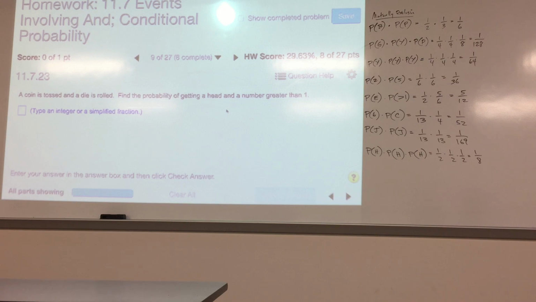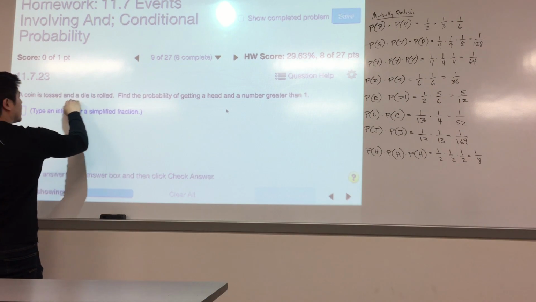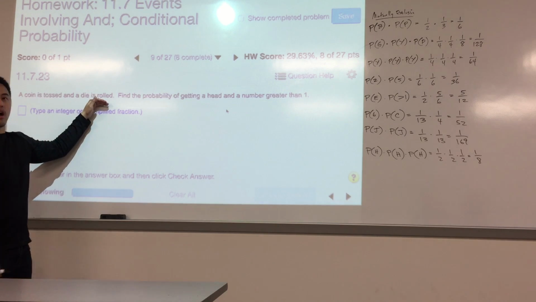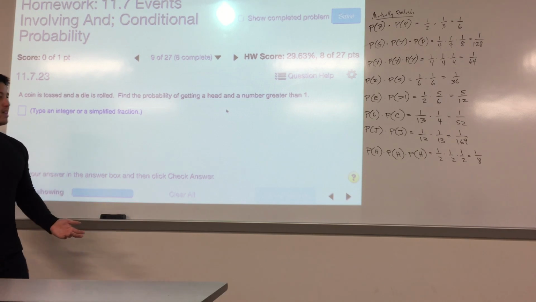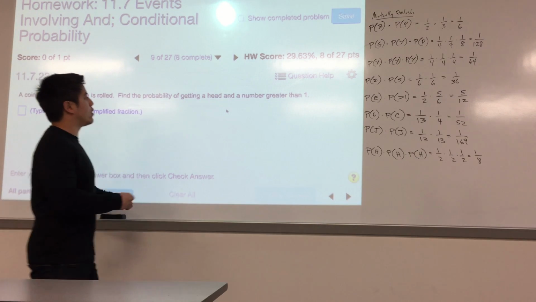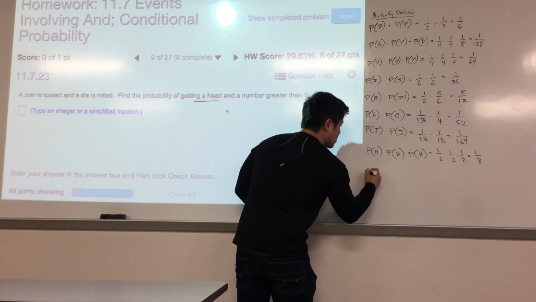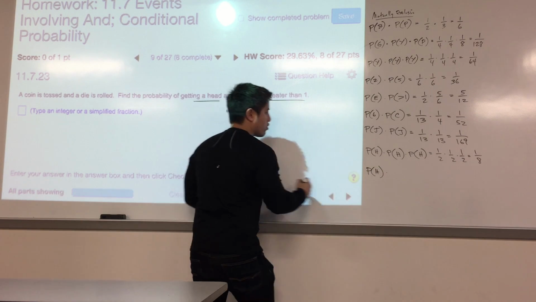All right, let's do this one. It's a mix. A coin is tossed, and then a die is rolled. Is it the same denominator for each of these probabilities? No. One is going to be a denominator of 2, and the other one's going to be a denominator of 6. Does that make anything more difficult? No. It's easy. Okay? Find the probability of getting a head. Okay? Because that's the coin toss. And then a number greater than 1.